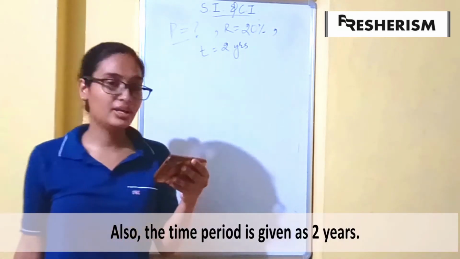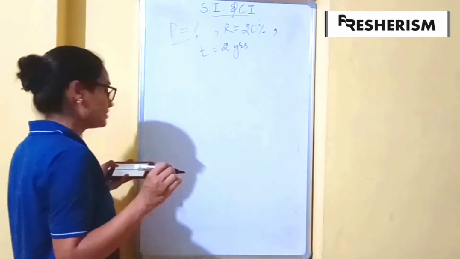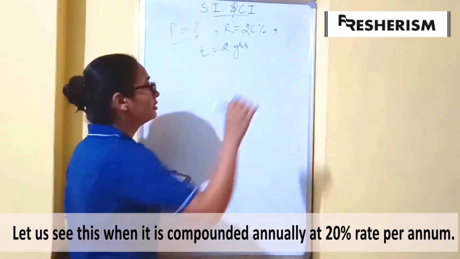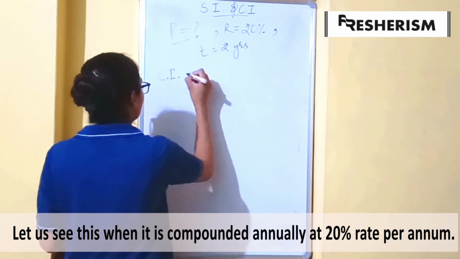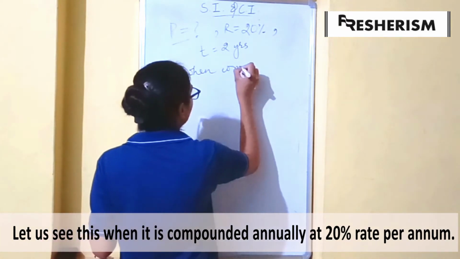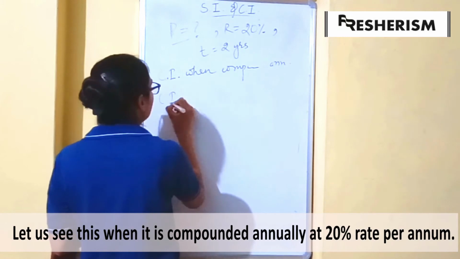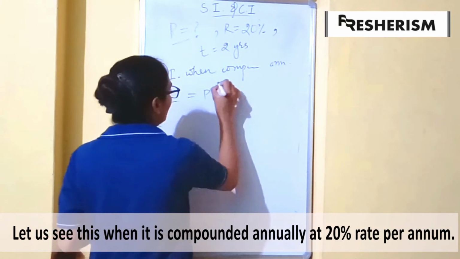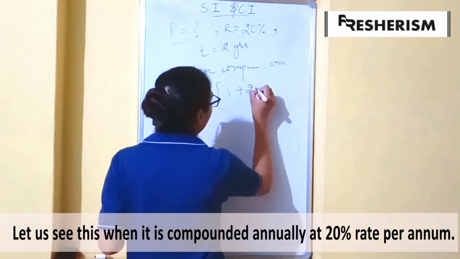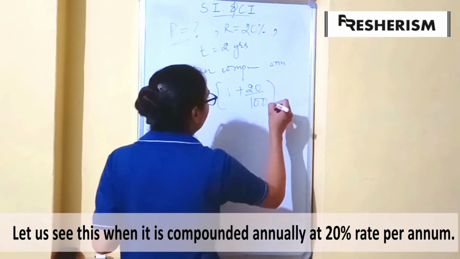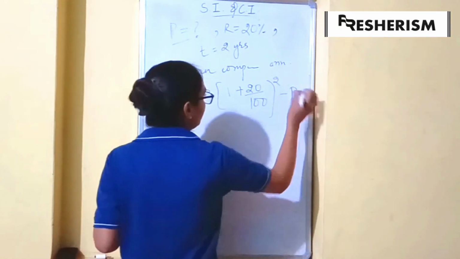And another thing we are given is that it would fetch 482 more if it is compounded half yearly. So let us see when this is compounded annually with a 20% rate per annum. The compound interest when compounded annually will give us CI equals P, where P is what we have to find out, times 1 plus 20 by 100 raised to the power 2 years, that is 2, minus P.